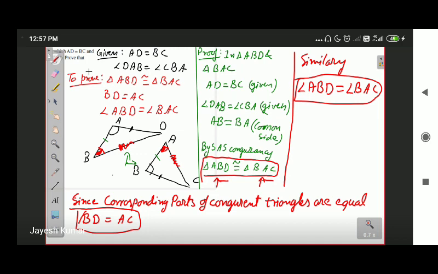Next is question number 3. Question number 3 is: AD and BC are equal perpendiculars on line segment AB. So this first statement of the question gives us two things: AD and BC.